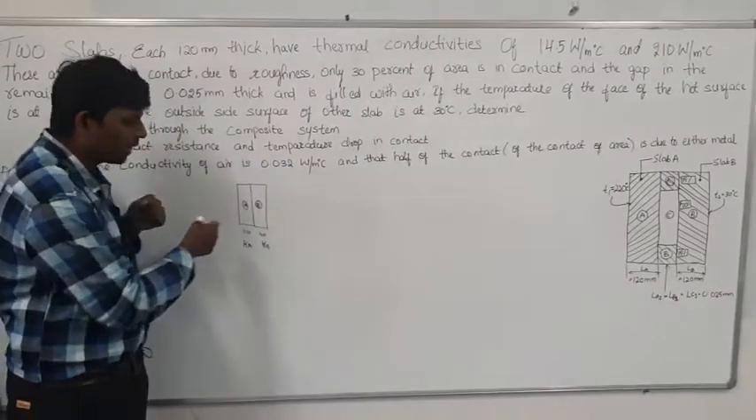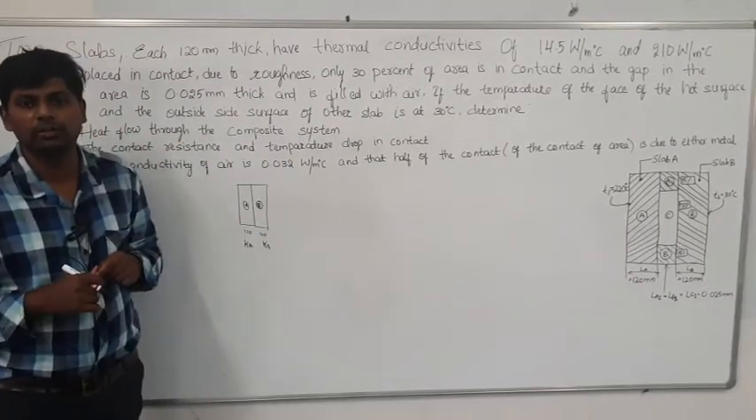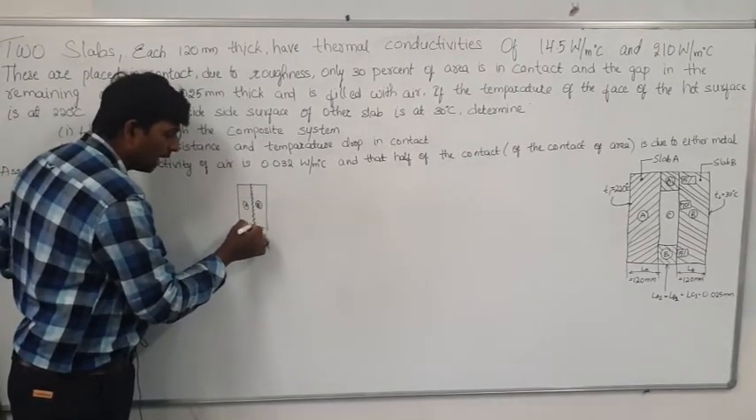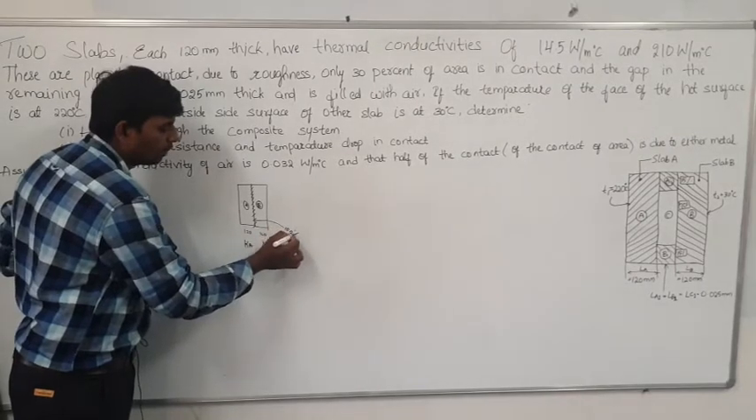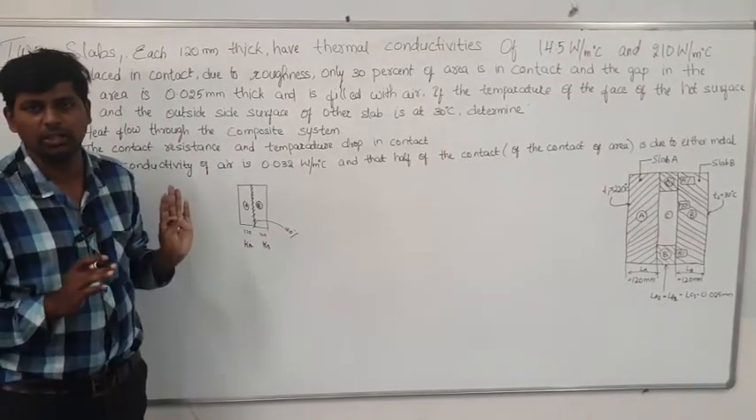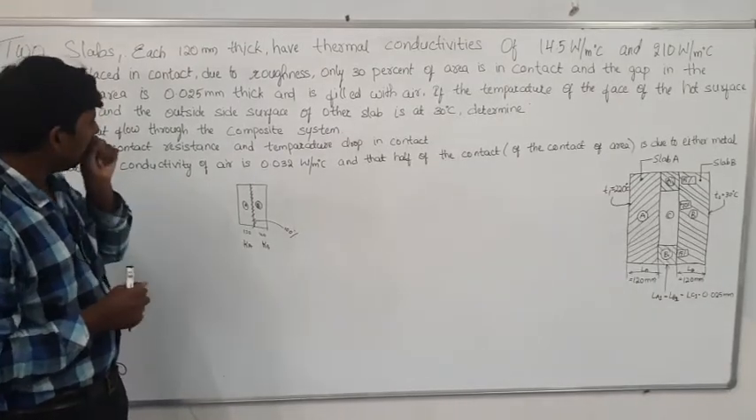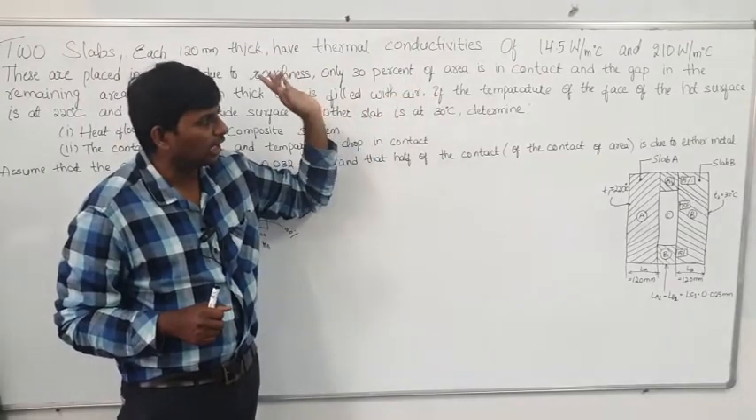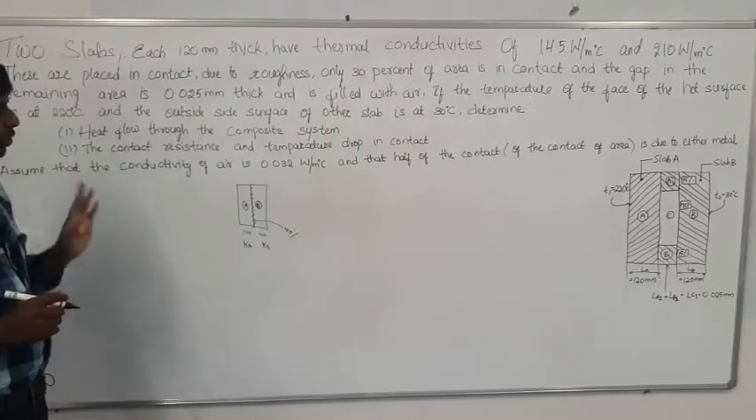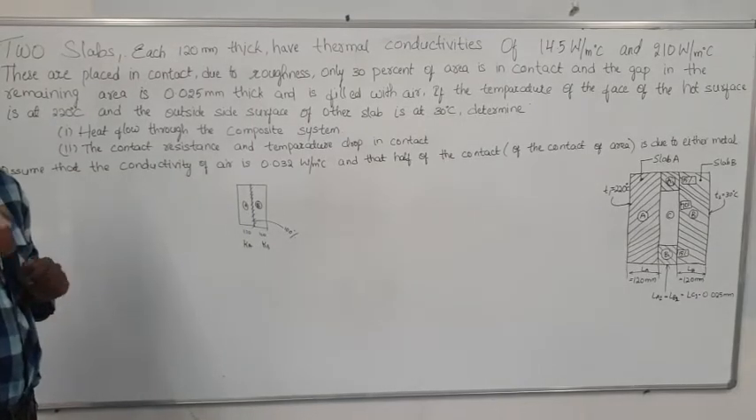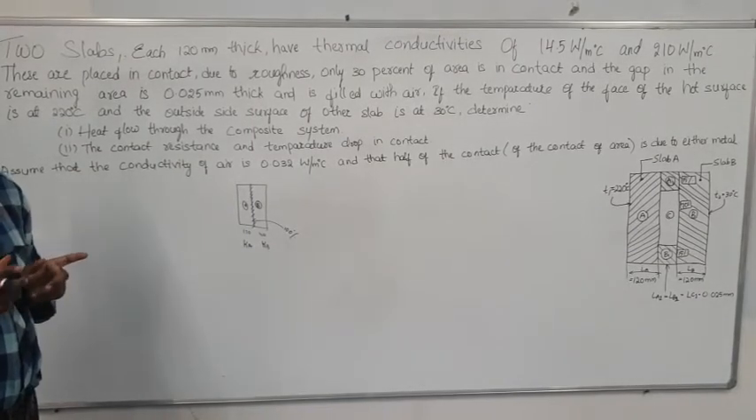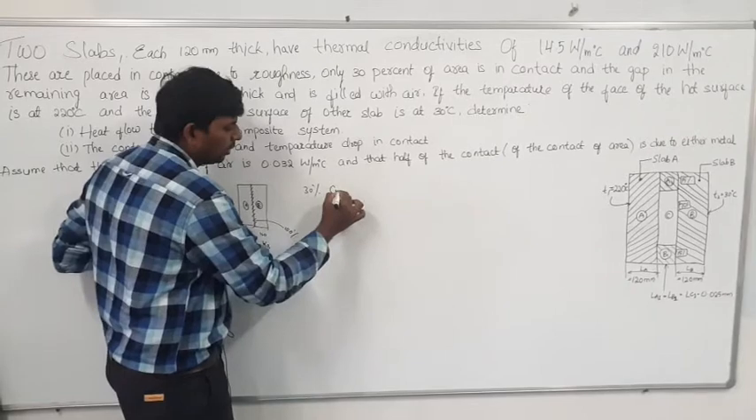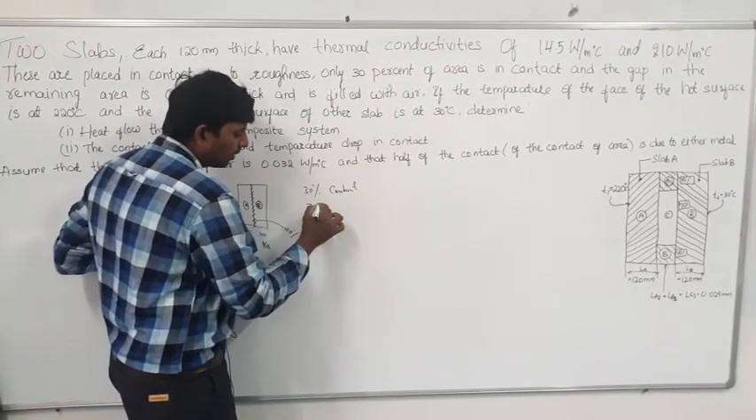As you can see in this diagram, a total of 100% of the area is in contact, A with B. But in the question it says that due to the roughness only 30% of the area is in contact and there is a gap in the remaining area. So you have to take 30% area in contact and a gap in the remaining 70%.